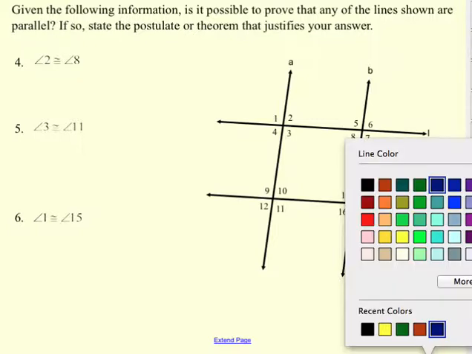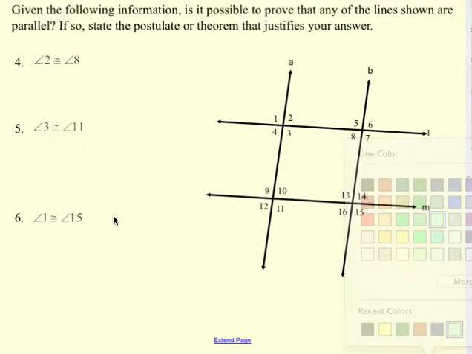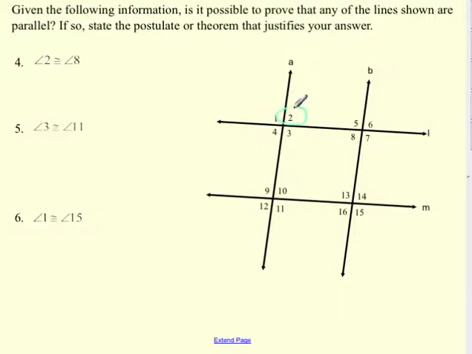So we're going to do the same thing. Let's take a look at angles 2 and 8. I see that I'm going to be dealing with lines A and B, so I'm going to pretend that line M doesn't exist. Line L is going to be my transversal, and A and B are my potential parallel lines.